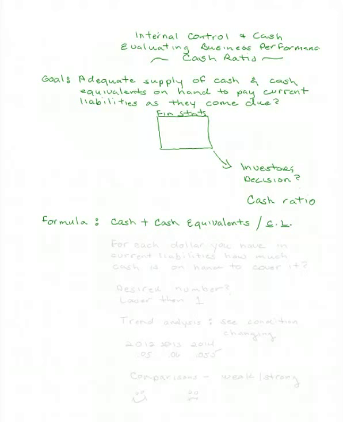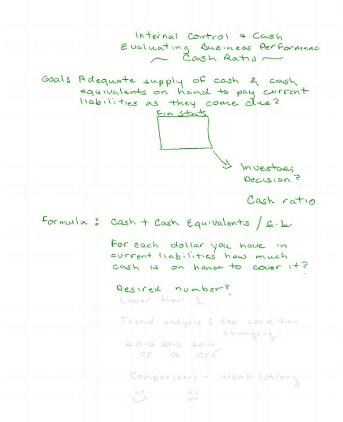And that number tells you, for each dollar you have accrued in current liabilities, how much cash do you have on hand to cover it? This is an interesting ratio because I can't really tell you what the desired number is. It really depends on the business.